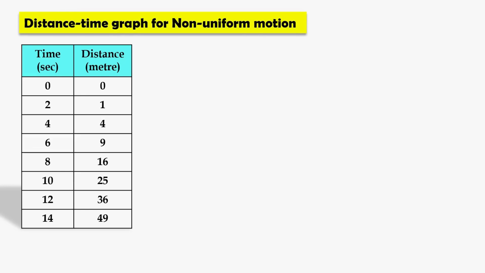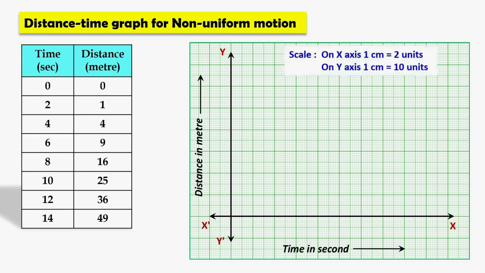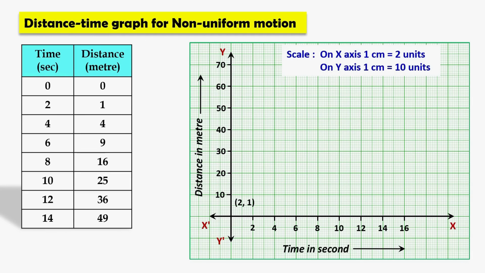Distance-time graph for non-uniform motion. This is a distance-time graph for non-uniform motion. On the horizontal axis, time is taken in seconds. On the vertical axis, distance is taken in meters. Let us observe the table and the graph carefully. At 0 second, the distance covered by the body is 0 meter. As time increases, the distance covered by the body also increases.